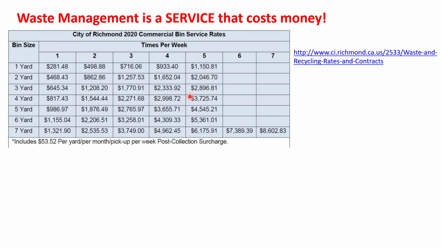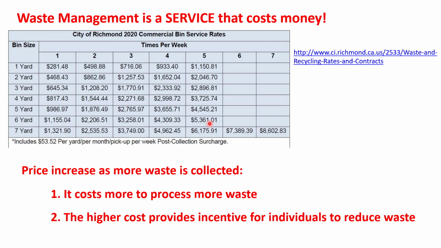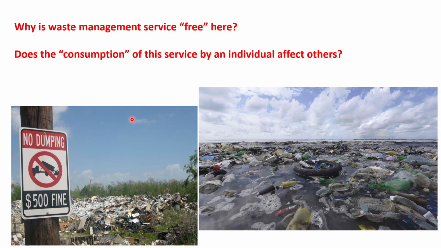So here's the city of Richmond. Here are the basic rates for a commercial garbage bin. Right, they're very expensive. Now, price increases as more waste is collected. Why? Because one, it costs more to process more waste, but two, the higher cost provides incentive for individuals to reduce waste. And so when people can consume something for free, we know that by the law of demand, when something is cheap or free, people overconsume. People consume more of it.